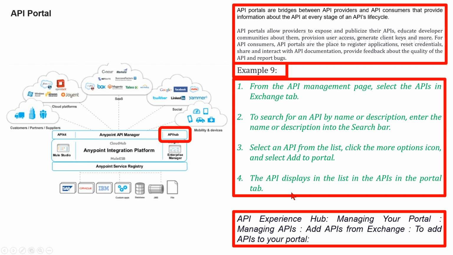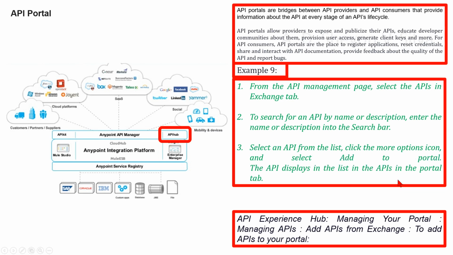To add APIs to your portal, from the API management page, select APIs in Exchange Hub. To search for an API by name or description, enter the name or description into the search bar. Select an API from the list. Click the more options icon and select add to portal. The API displays in the first list in the APIs in the portal tab.